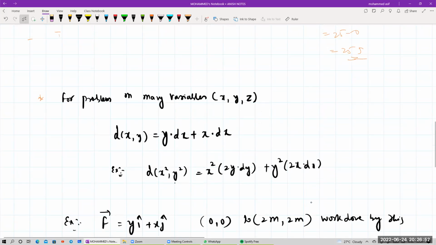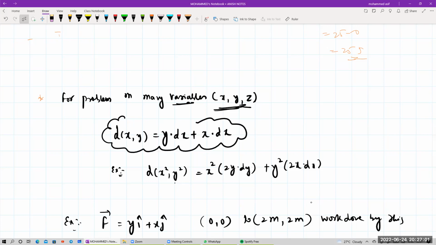Whenever there are problems which involve more variables like x, y, and z, you directly use the relation that the differential of xy is y dx plus x dy. What I'm doing is keeping x square constant and differentiating y square, then keeping y square constant and differentiating x square. We will get the answer for such types of equations easily.